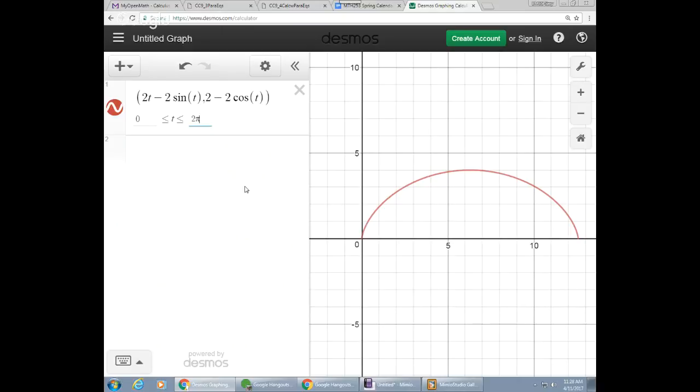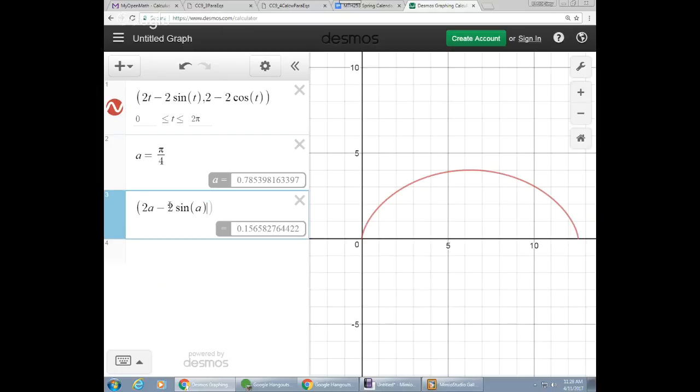Let's see. I think I can plot a point here. If I let A equal pi over, let's see, pi over 4 is a cute number. I want to see the point 2A minus 2 sine of A, comma, 2 minus cosine of A. I'm going to plot a point on this curve.